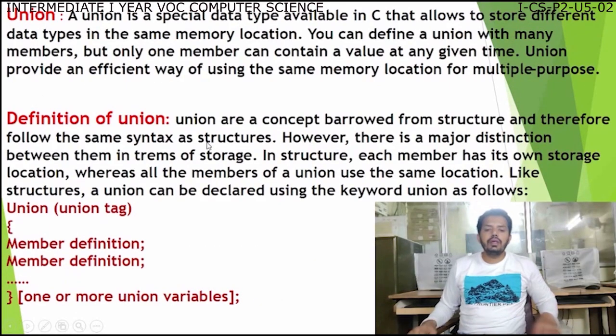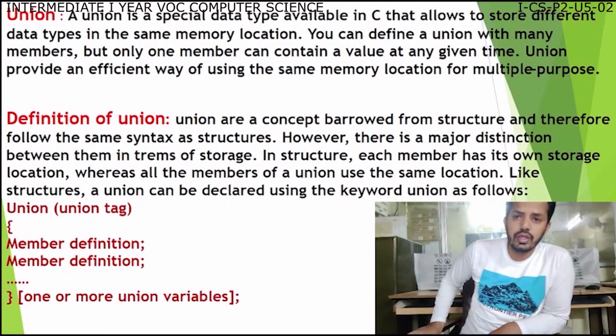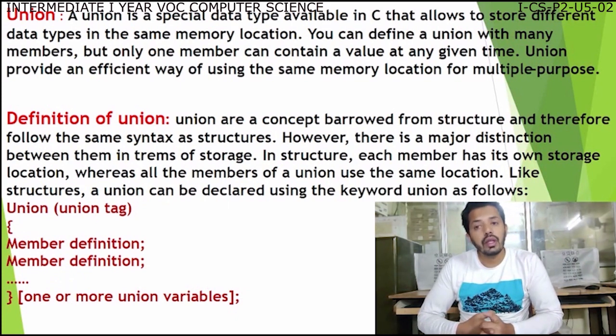Now the next topic is the union. What is the difference between a structure and a union? Why do we use a union? A union is used in a different way, as a union allocates storage for different data types in the same memory location.